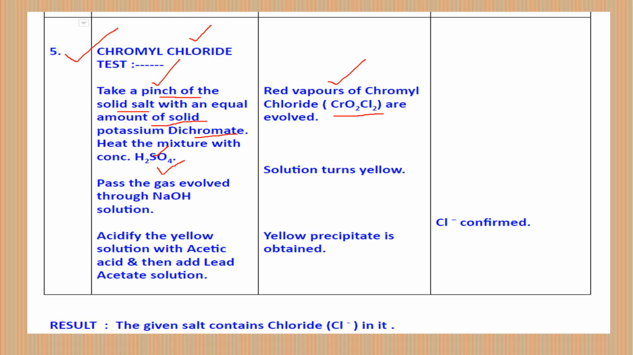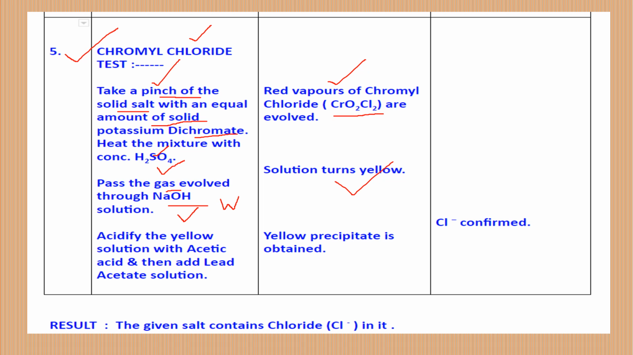Then you pass this evolved chromyl chloride gas through NaOH solution. You can make use of the W tube which we used for testing carbonate when we passed CO2 through lime water. Or you can simply take an empty clean test tube and put it inverted over the test tube in which the chromyl chloride is getting formed. You will see the vapors are collected in the test tube. Put your thumb on it and then add NaOH to it. You will see the NaOH solution turns yellow.